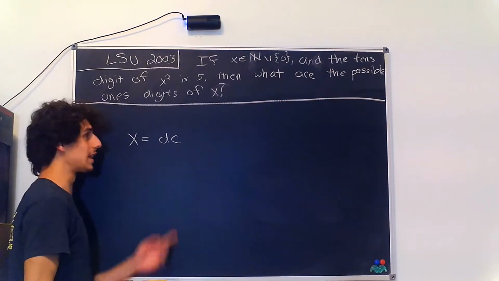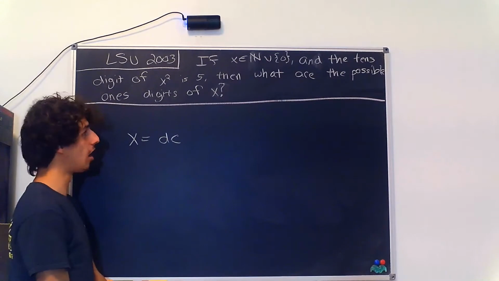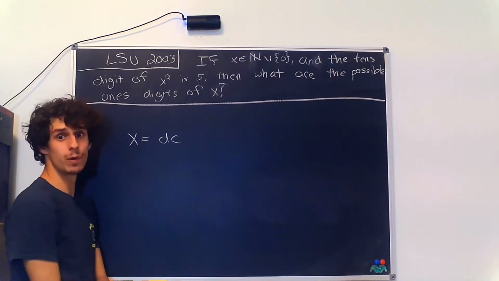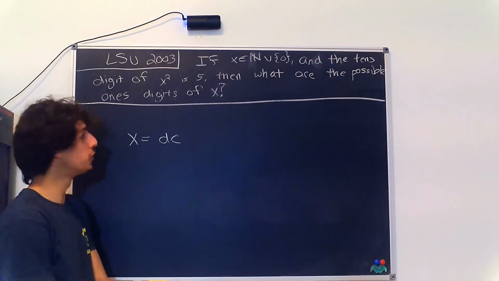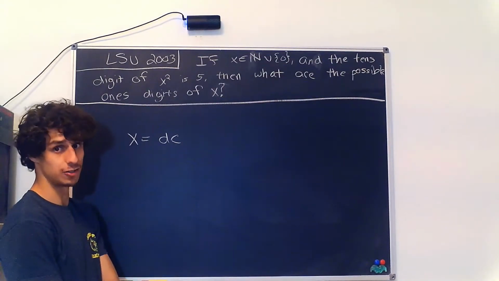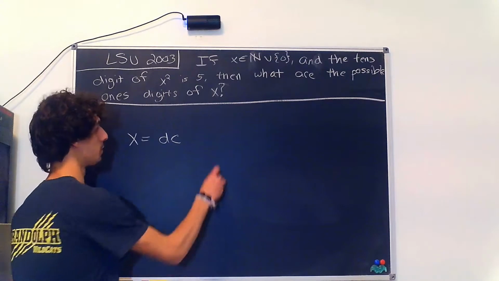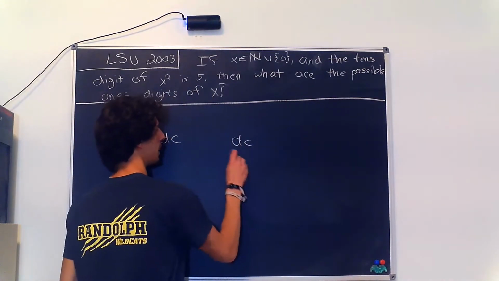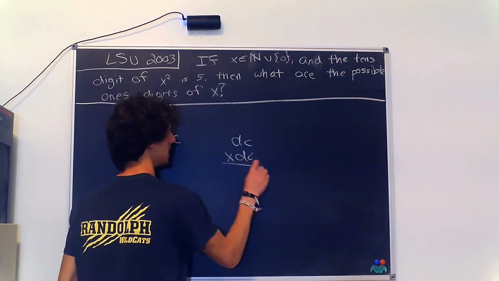And we only want to look at the last two digits here because if we look at the hundreds place, even if we multiply the hundreds place by a ones digit, we're still going to get something in the hundreds place. And we're only looking at the tens digit and the ones digit here. So let's multiply these two digits by each other. We'll multiply DC by DC and see what we get.